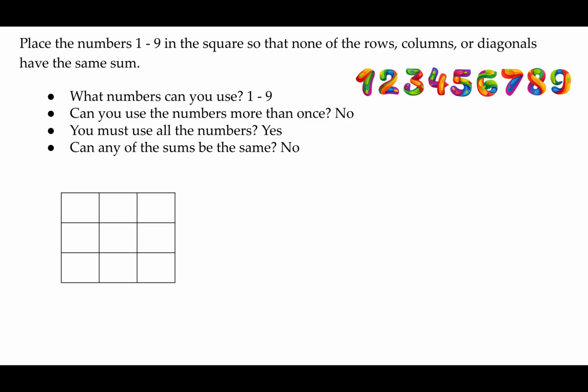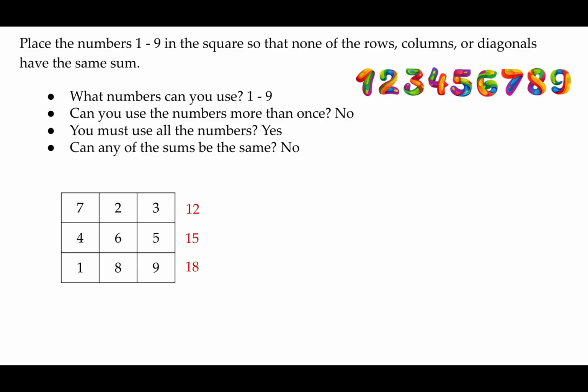Okay, how did you do? Let's see. Here's what I came up with. I put in numbers 7, 2, 3, 4, 6, 5, 1, 8, and 9. I just randomly put in numbers and guessed. Let's see how we do with the sums. The first row, the sum is 12. The second row is 15 and the third row is 18. So far that looks great.